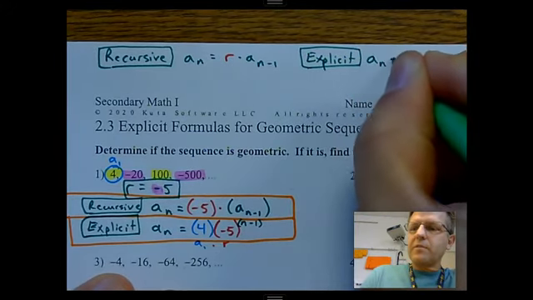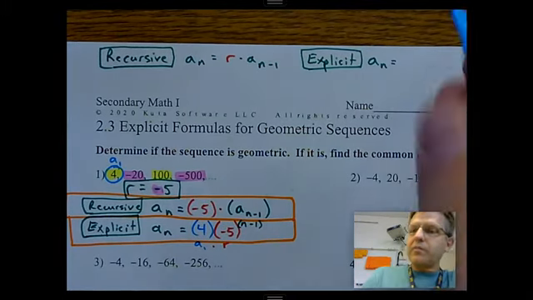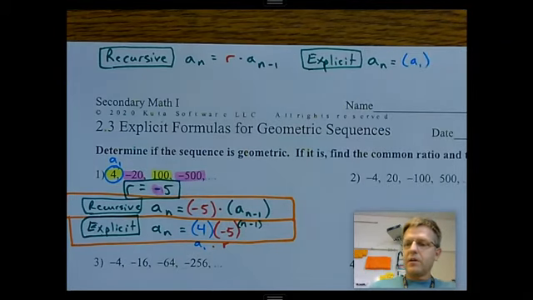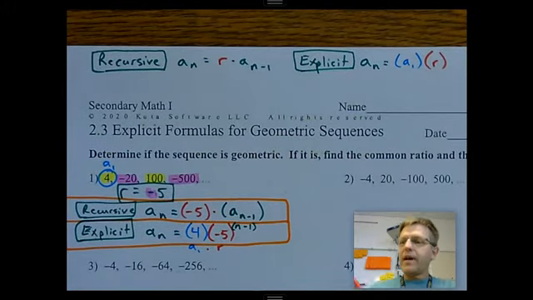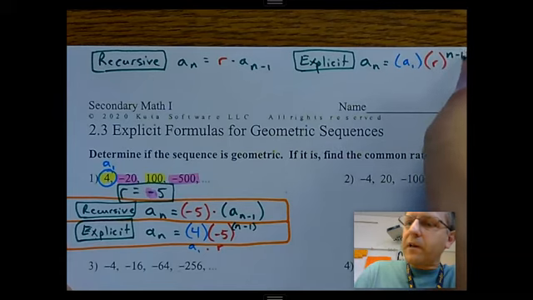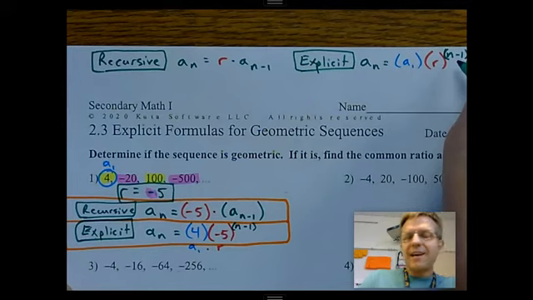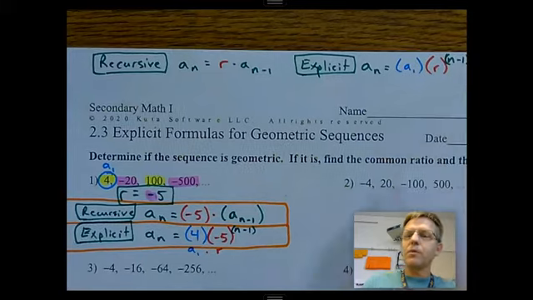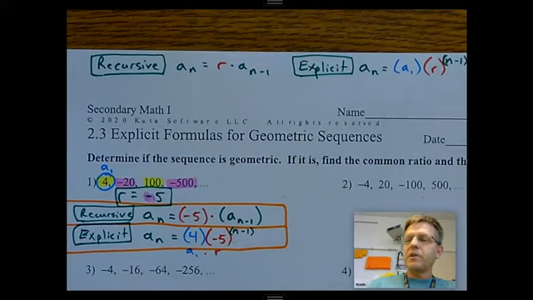And your explicit formula is a sub n is equal to your starting point, which is a sub 1, and multiply that by your common ratio, and that is all to the power of n minus 1. You might say, well, why is it an exponent? It's an exponent because an exponent means multiply over and over and over. That's what an exponent means, repeated multiplication. And because our pattern is multiplication, the exponent says multiply a bunch of times.